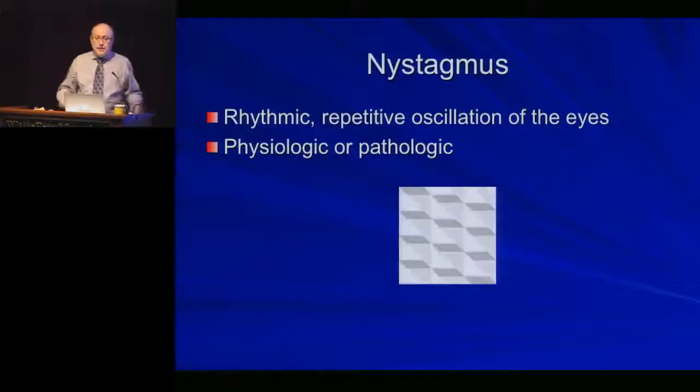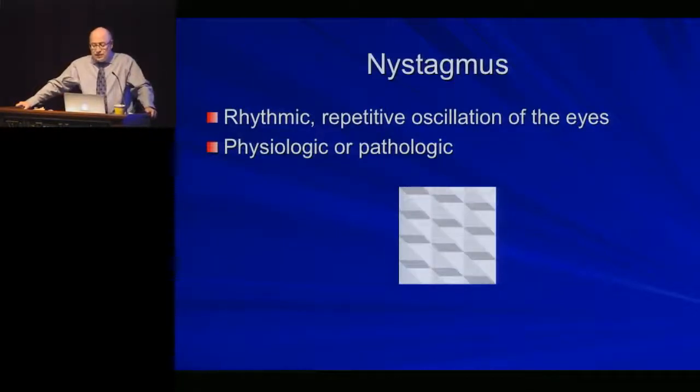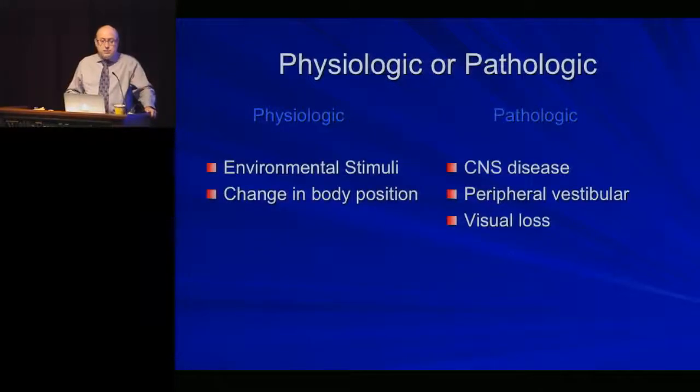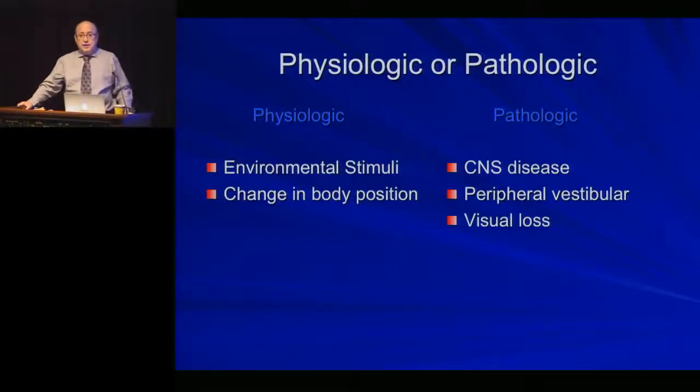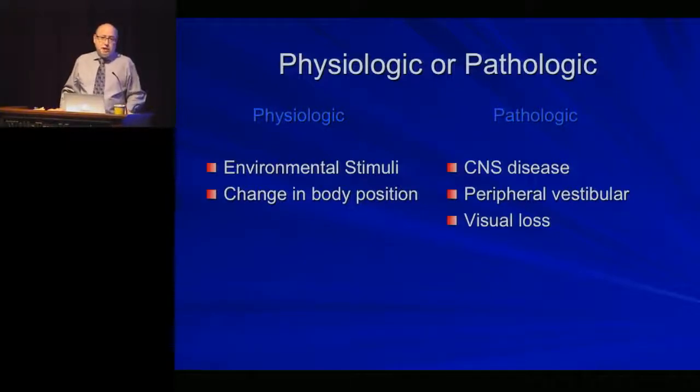It's a rhythmic, repetitive oscillation of the eyes. It could be physiologic or it could be pathologic. It's physiologic when you have a response to environmental stimuli. Something stimulates your vestibular system, or you change your body position, you're riding on a train, you're going into space. Those are physiologic causes of nystagmus. And then there are pathologic causes. So you could have central nervous system disease, peripheral vestibular disease, or in visual loss, we sometimes get nystagmus.